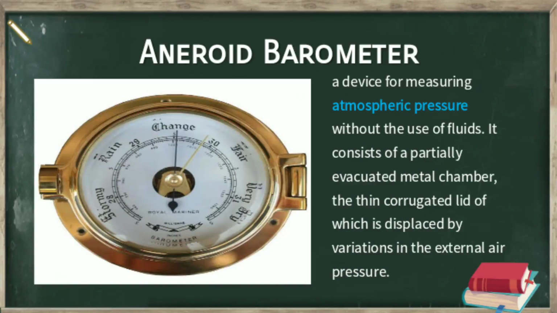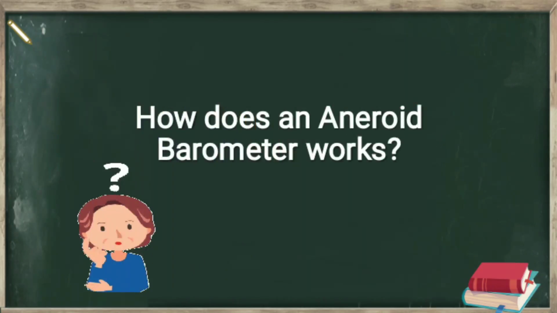So aneroid barometer is a device for measuring atmospheric pressure without the use of fluids. It consists of a partially evacuated metal chamber, the thin corrugated lid of which is displaced by variations in the external air pressure. So how does it work?